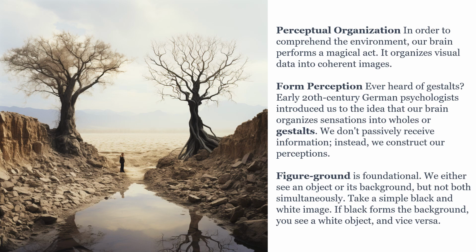Form perception. Ever heard of Gestalts? Early 20th century German psychologists introduced us to the idea that our brain organizes sensations into wholes, or gestalts. We don't passively receive information. Instead, we construct our perceptions. Figure ground is foundational. We either see an object or its background, but not both simultaneously. Take a simple black and white image. If black forms the background, you see a white object, and vice versa.